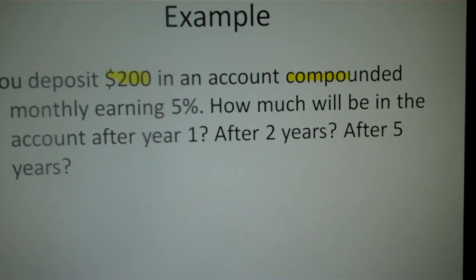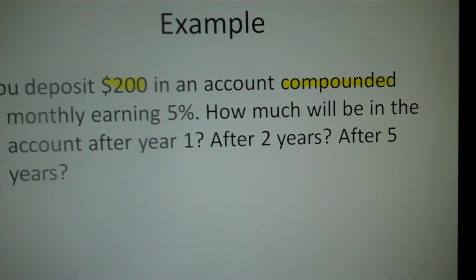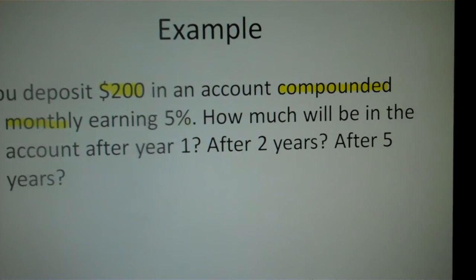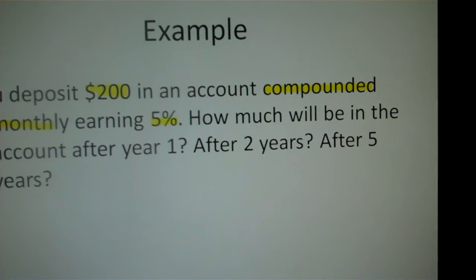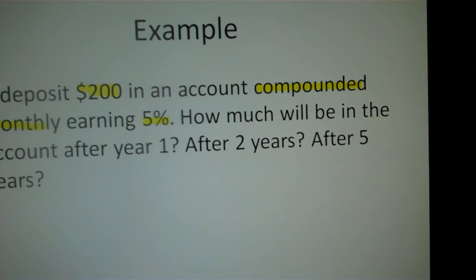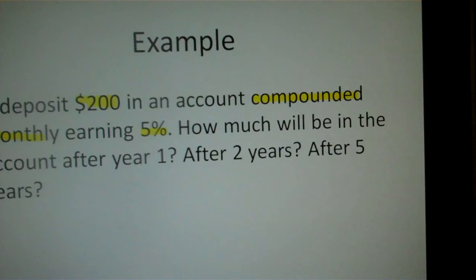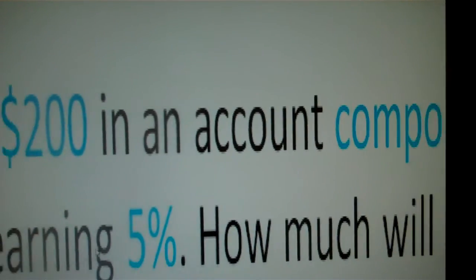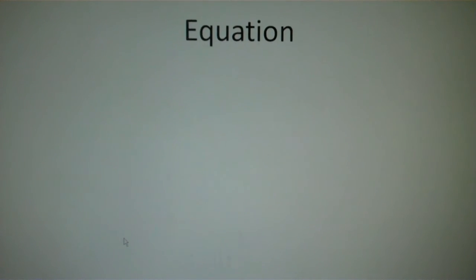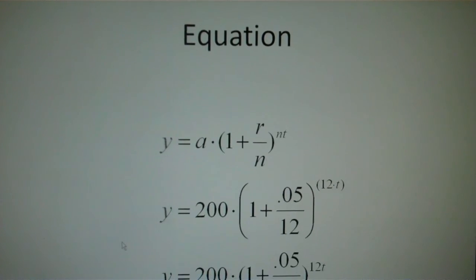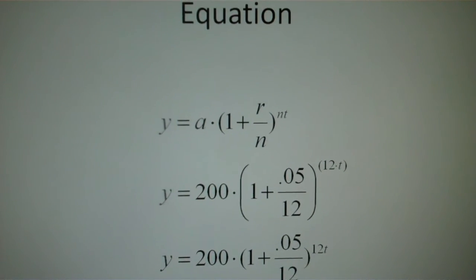It is compounded monthly, and it's earning 5%. So the equation that we would need to come up with, again, here I have it highlighted in blue. The equation that we would come up with is y equals a times (1 plus r over n) to the nt. Same equation.